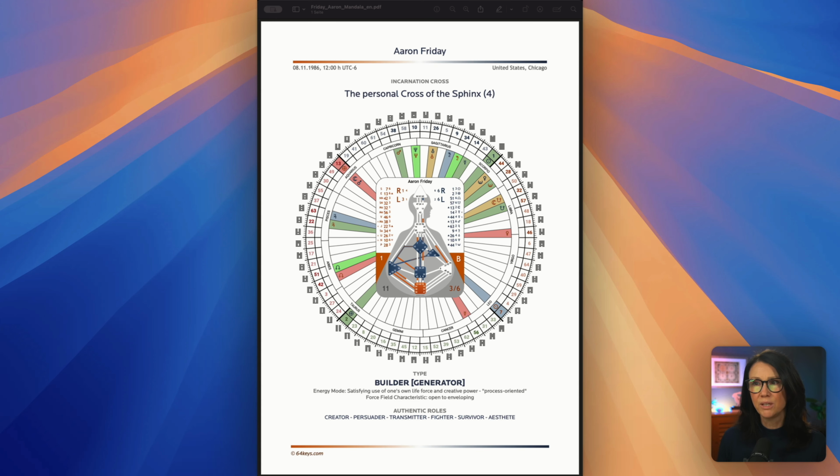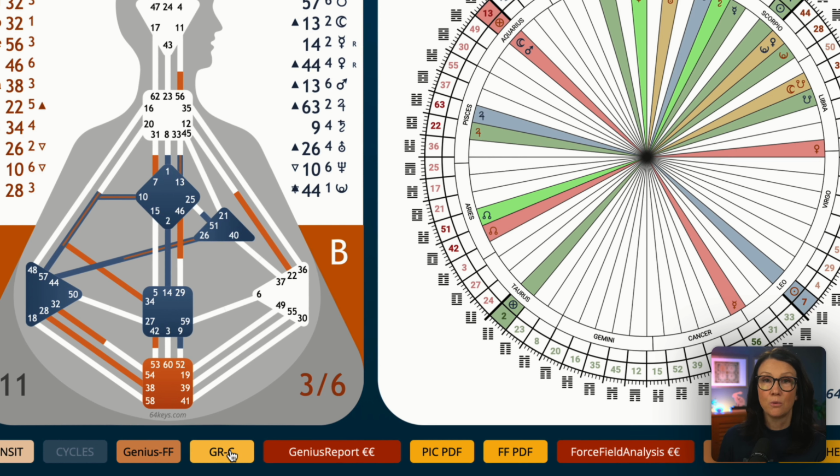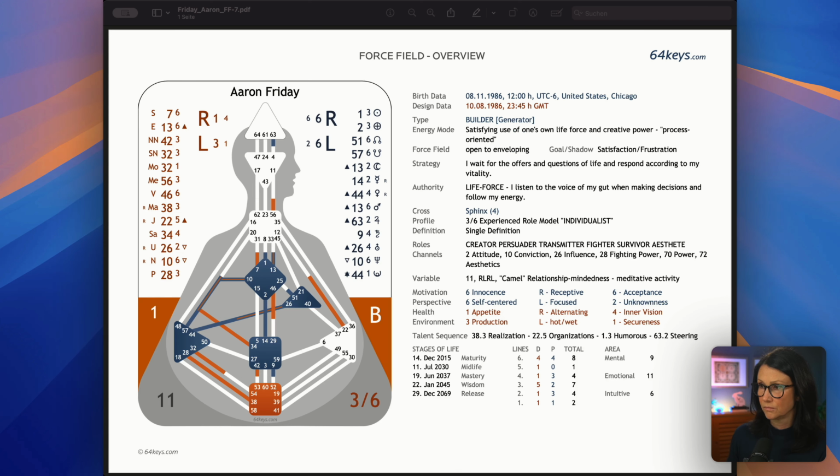This is the free Mandala PDF chart you can create for any chart you have in 64 keys. It's free for all of your records. There are more free printouts you can generate in 64 keys. Here is the Genius Report Compact. I will show you everything you need to know about this in a separate video. And here, let me show you the picture PDF and the force field PDF. So here's the picture PDF. You can print it out in any size you like. So it's a very high quality PDF. And this is the force field overview, like in 64 keys, the overview page with all the information on below line, stages of life, and so on.